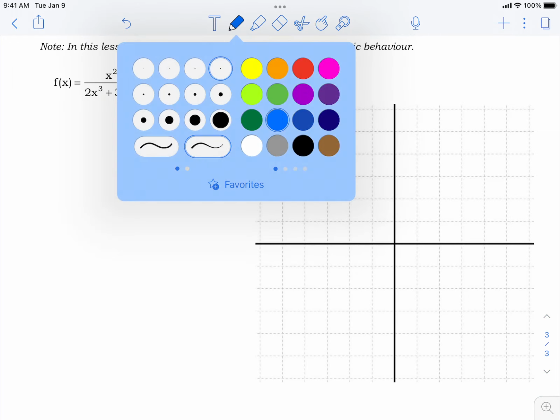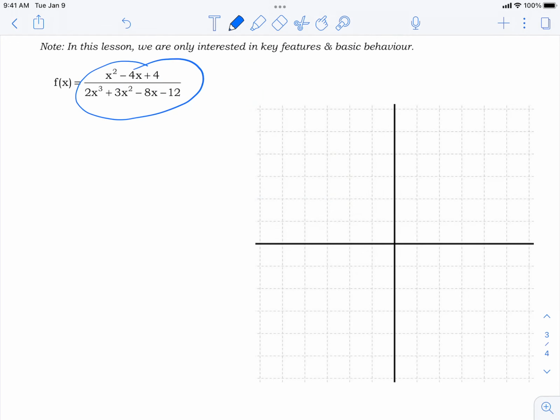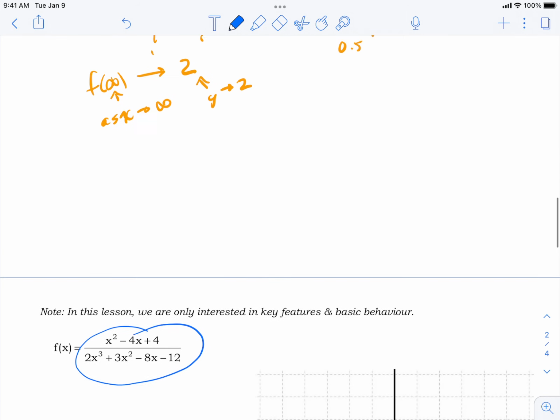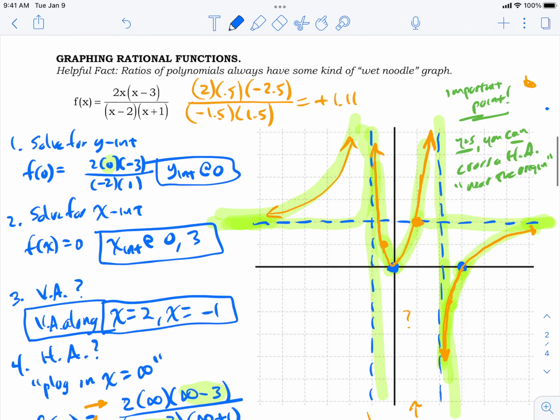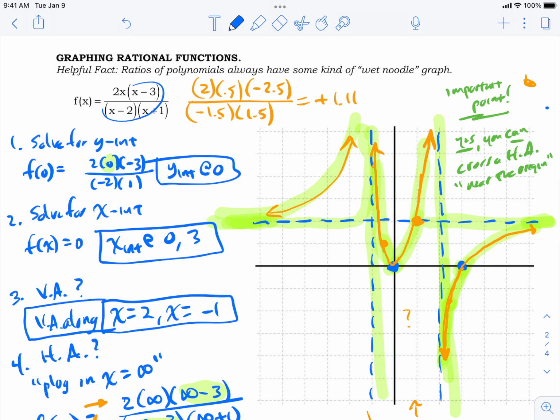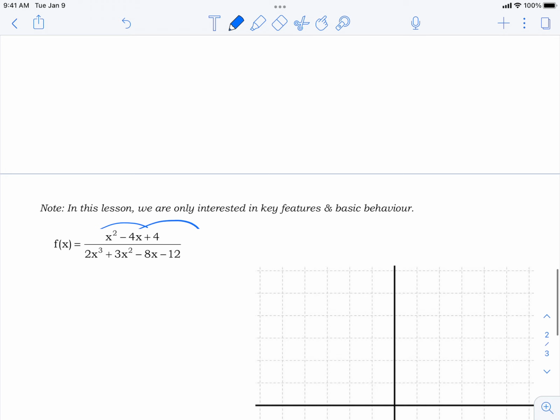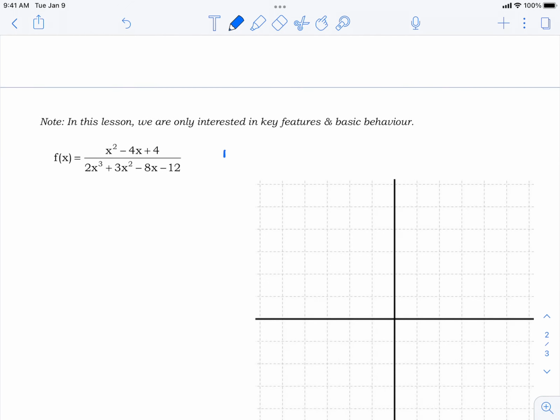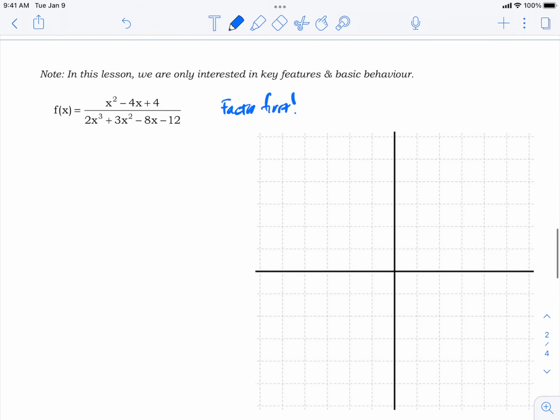The first thing to notice that's different here is it's yucky, right? But notice up here, this problem wasn't quite as yucky. Why? Because it was all nice and factored out for us. We need to factor this puppy is what we need to do. Factor first. I'm going to do a lot of scribbly factoring work here, and then I'm going to erase it so that we can have room.